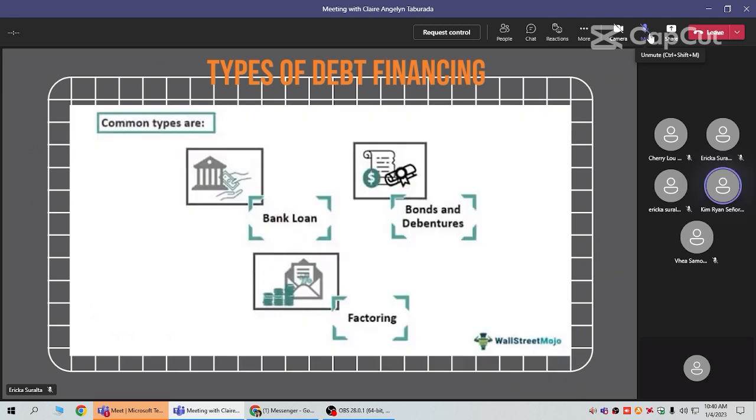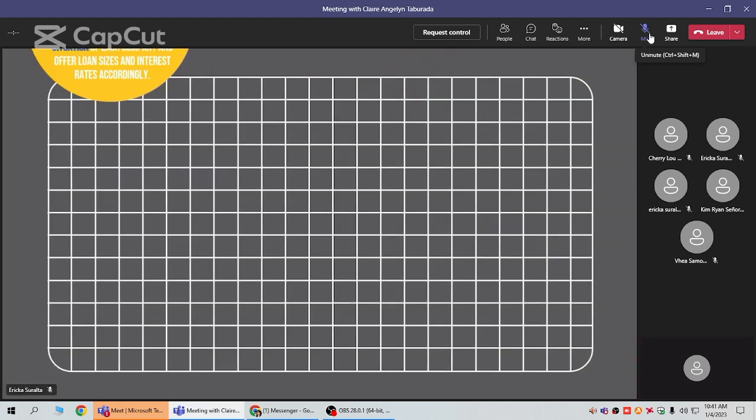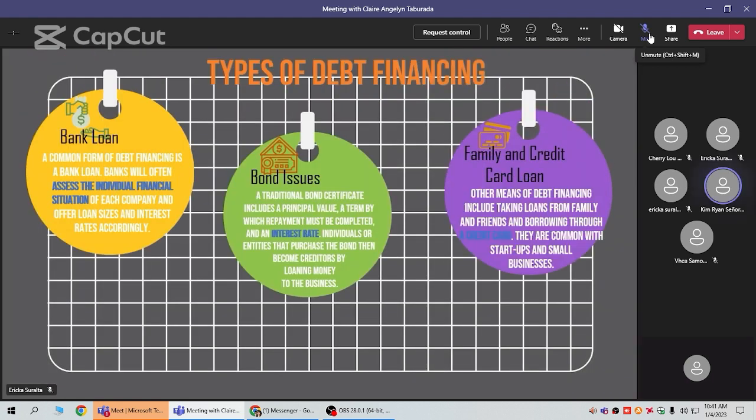Types of debt financing. Common types are bank loan, factoring, bonds, and debentures. So types of debt financing, we have the bank loan. A common form of debt financing is a bank loan. Banks will often assess the individual financial situation of each company and offer loan sizes and interest rates accordingly. So bank loan is a common type, very well known. This is where you borrow money and you need to pay it back plus the interest.